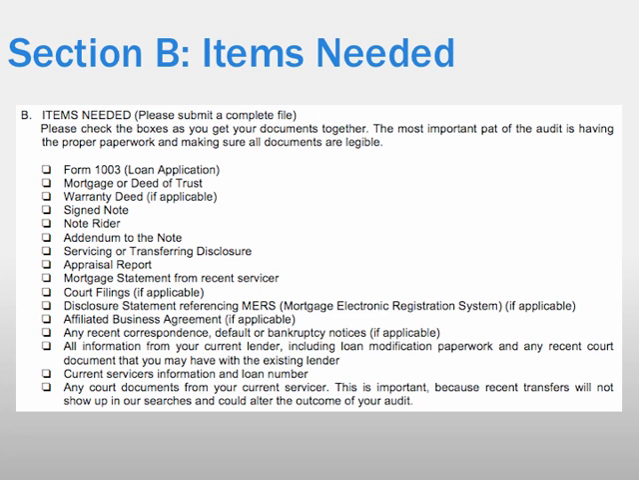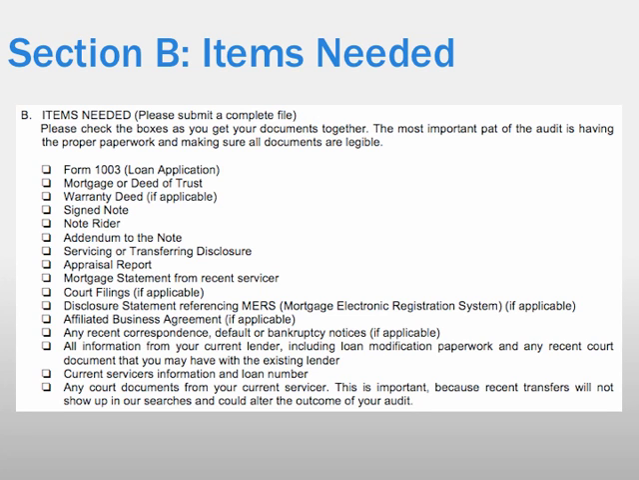Court filings, anything, all the court documents, we need that, whatever they can provide to you. If they're not in court yet, there's no lawsuit or lis pendens being filed, they're not going to have any court filings or documents. Disclosure statements referencing MERS. Now, some of them don't have that. In fact, sometimes MERS is referred to on the mortgage, and it's usually on the first page of the mortgage on the right.